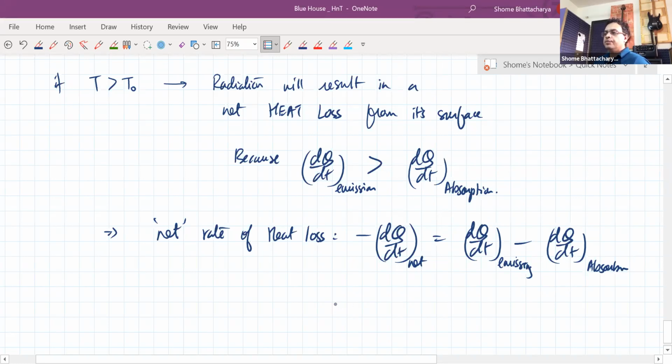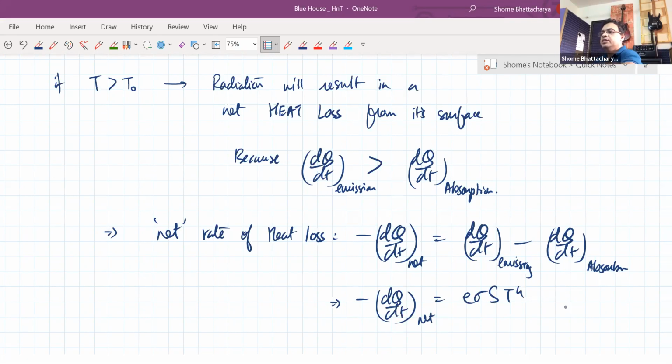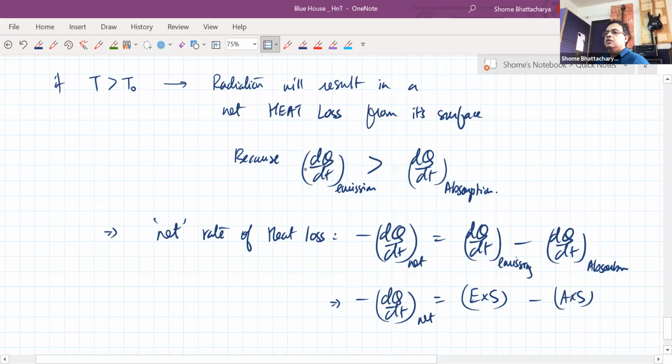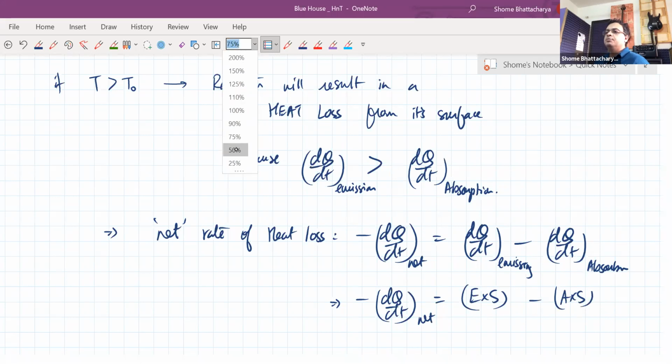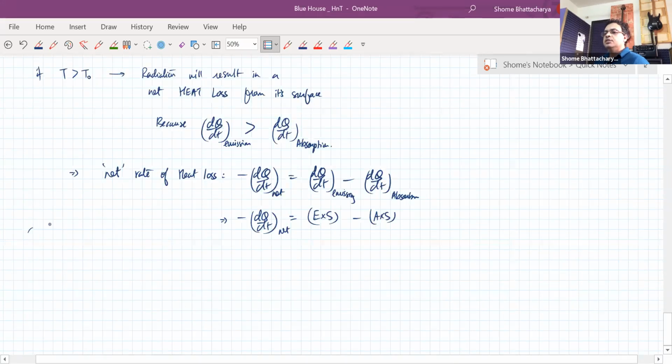Okay, so this minus dQ by dt net will become emissivity into sigma into surface area into temperature to the power 4, whereas the net rate of absorption, or in fact we can write an intermediate step first. We can write that the rate of emission will be emissive power multiplied by surface area, and the rate of absorption will be absorptive power multiplied by surface area. And next we will substitute emissive power and absorptive power in terms of Stefan's law.